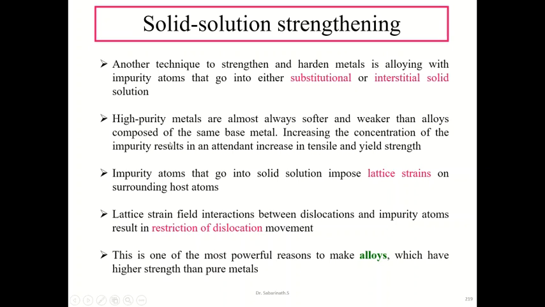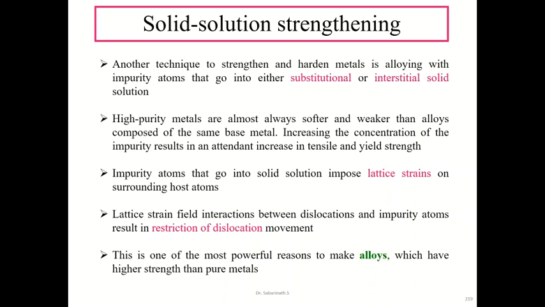High purity metals are almost always softer and weaker than alloys composed of the same base metals. Increasing the concentration of the impurity results in an attendant increase in tensile and yield strength. So by increasing the concentration of the impurity in a highly pure metal, the strength and the yield strength will increase. We all know this method.